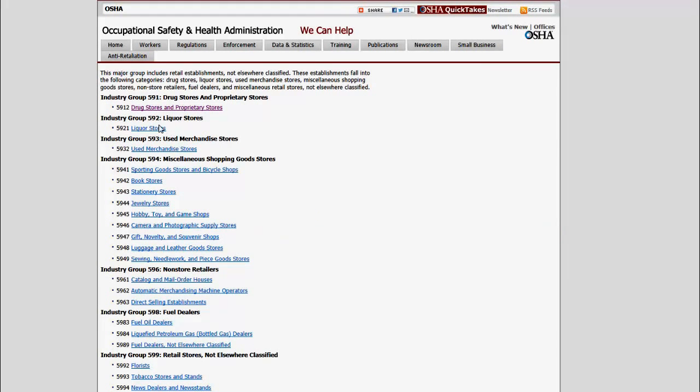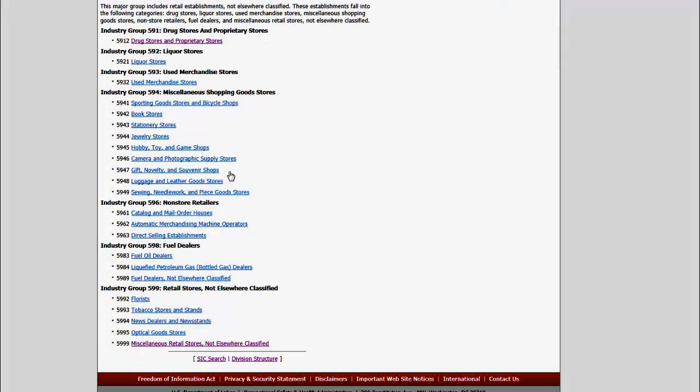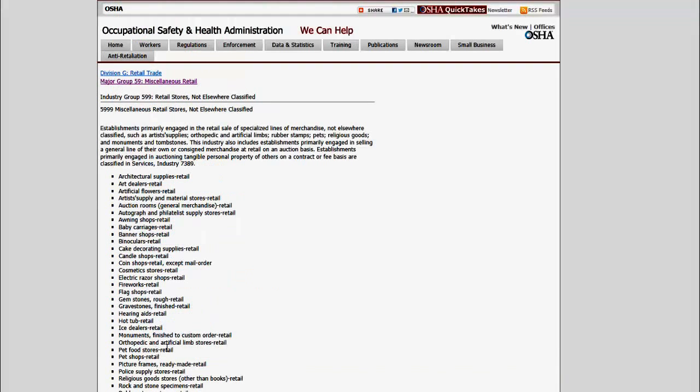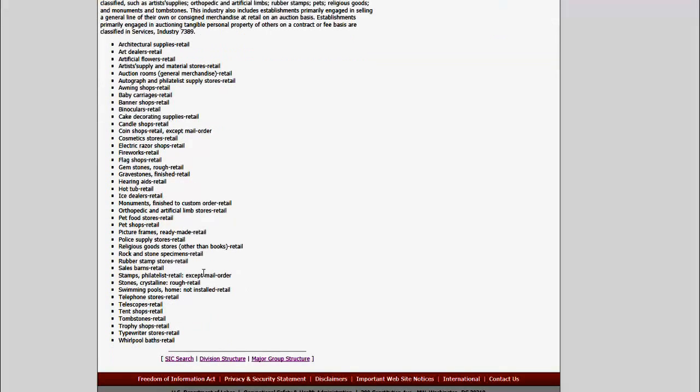Liquor stores here, sporting goods, etc. Now, here's a good time to point out that you might actually not find exactly what you're looking for in these descriptions. So you would have to choose miscellaneous. So if you have a retail store that's miscellaneous or not found in those other descriptions, click on that and you'll see that it gives a lot of examples here. Some really good examples such as pet food stores or pet shops, cosmetic stores, candle shops.